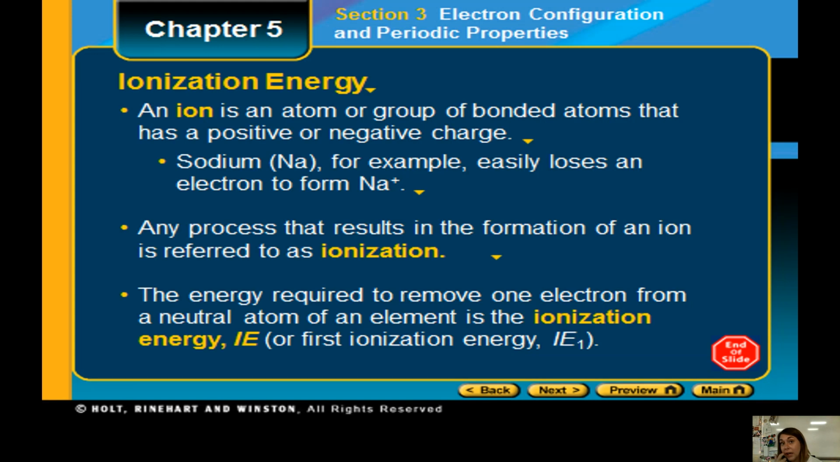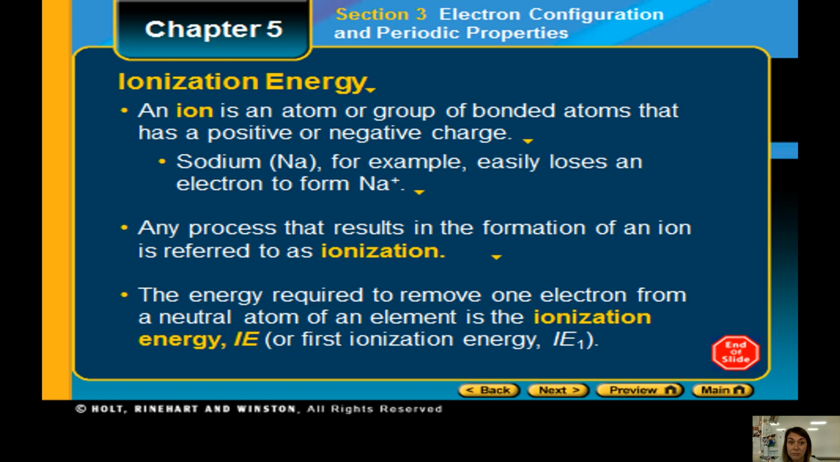So that's it for atomic radii. Very basic. It's just the distance from the nucleus to one edge of an electron cloud. They get bigger as you go down, smaller as you move to the right. Okay? The next thing we're going to talk about is ionization energy.